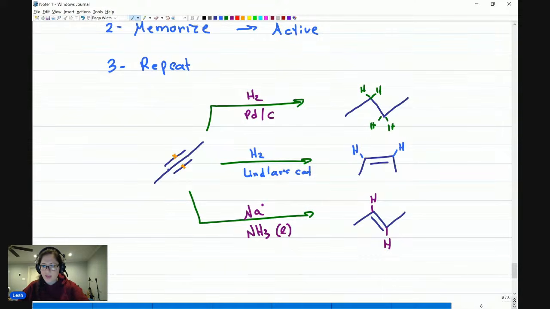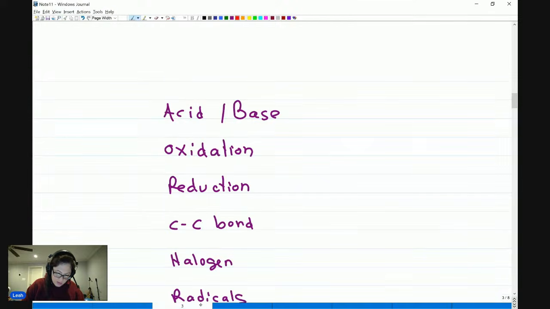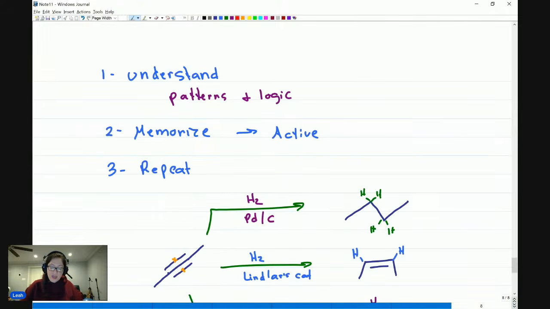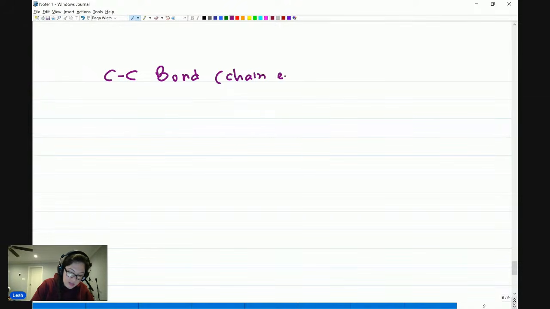Let me know if that is clear and if you're with me so far. Let's go back. I know I put a list somewhere. Where did I put the list? Okay. So we talked about acid-base, oxidation, and reduction. The next category that a lot of the reactions will fall into is a carbon-to-carbon bond formation. Typically, this is considered chain elongation, but sometimes you also have that as ring formation.